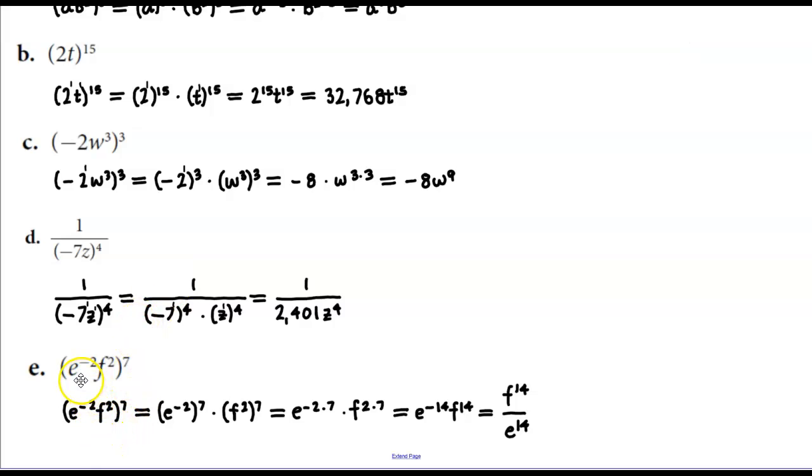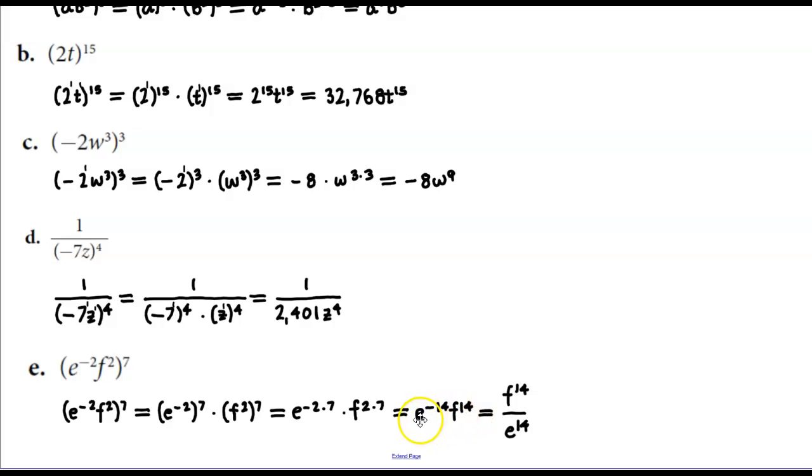Next we have the base of e to the negative 2, f to the positive 2, to the 7th power. The first thing we want to do is distribute this exponent of 7. So we're going to have e to the negative 2 to the power of 7 times f squared to the power of 7, which is going to equal e to the negative 2 times 7 times f to the power of 2 times 7. So negative 2 times 7 gives us e to the negative 14, and f to the power of 2 times 7 gives us f to the positive power of 14.